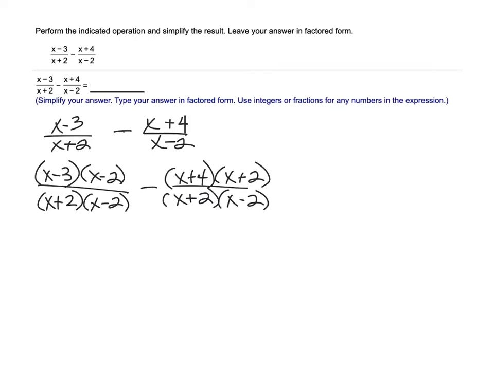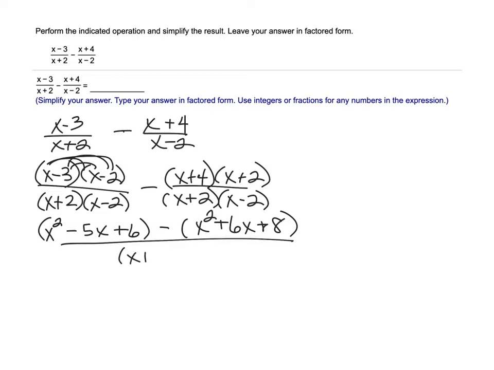We can combine them into one fraction. But it just does take a little bit of work. We need to multiply by foiling out the top. So if we foiled all of this out, first, outer, inner, last, we would get x squared minus 5x plus 6. We add the two middle terms, the outer and the inner. And same thing for the second: x squared plus 2x plus 4x, 6x.